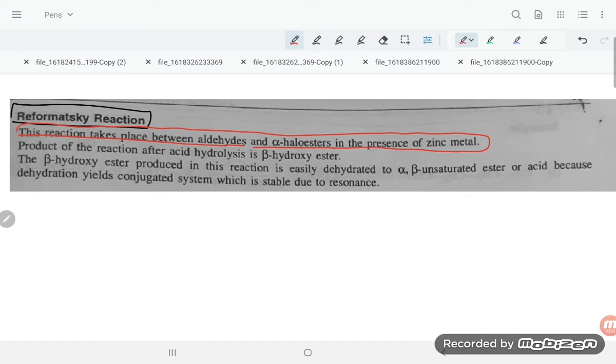Firstly, an aldehyde is required. So here you see, students, C6H5CHO, I took the aromatic aldehyde. And then they ask for the alpha haloester. If you take Br, then it comes to be BrCH2COOC2H5. So this is the alpha carbon. So this is the alpha haloester, right? And this is the aldehyde.